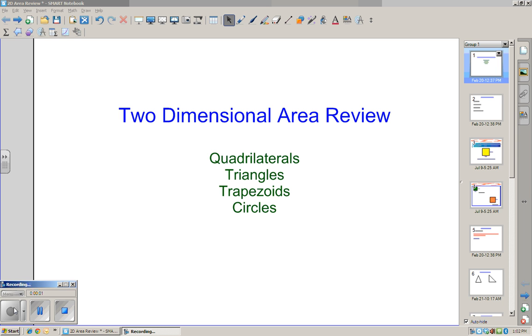Hello again, students. Today I'm going to give you a very quick two-dimensional shape review. A lot of this should be review from 6th and 7th grade. You may already know most of it, but it's important that we get a quick catch-up and refresher on how to find the area of two-dimensional objects before we can find the area of three-dimensional objects.